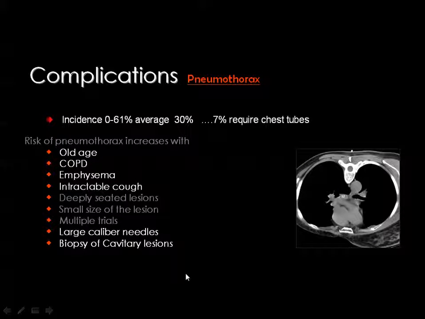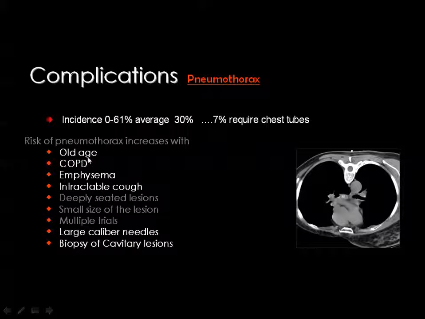Then what are the causes of pneumothorax? Actually, the incidence of pneumothorax in CT-guided needle biopsies of pulmonary parenchymal lesions ranges from 0 to 61%, with an average of 30% in all cases. And of these 30% of cases, about 6 to 7% require insertion of an intercostal chest tube. These are the risk factors for developing pneumothorax.